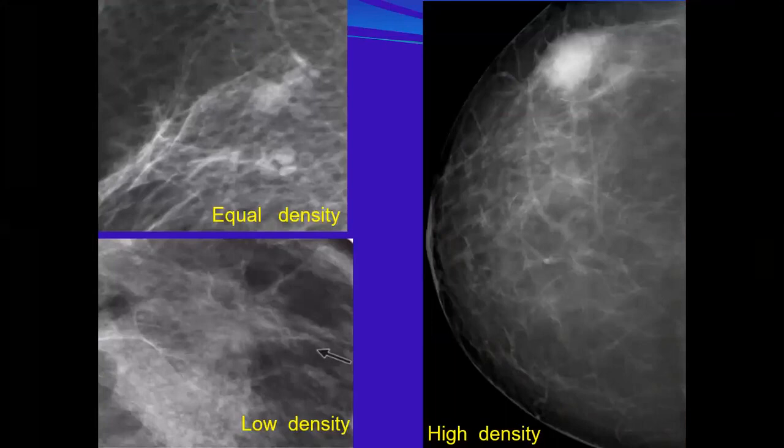And we describe the density of a radio-opaque mass in terms of low density, high density, and equal density. The positive predictive value for malignancy is higher with high density, representing 70%, and 22% for equal density, and much lower and rare with low density. But still, here this is a case of invasive carcinoma presenting as a low density mass.